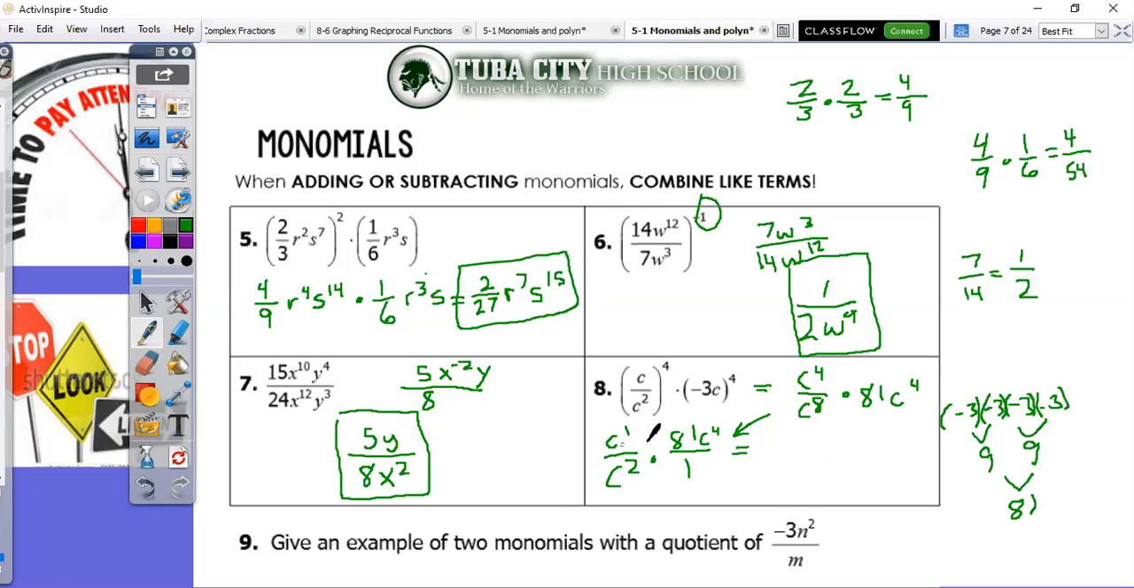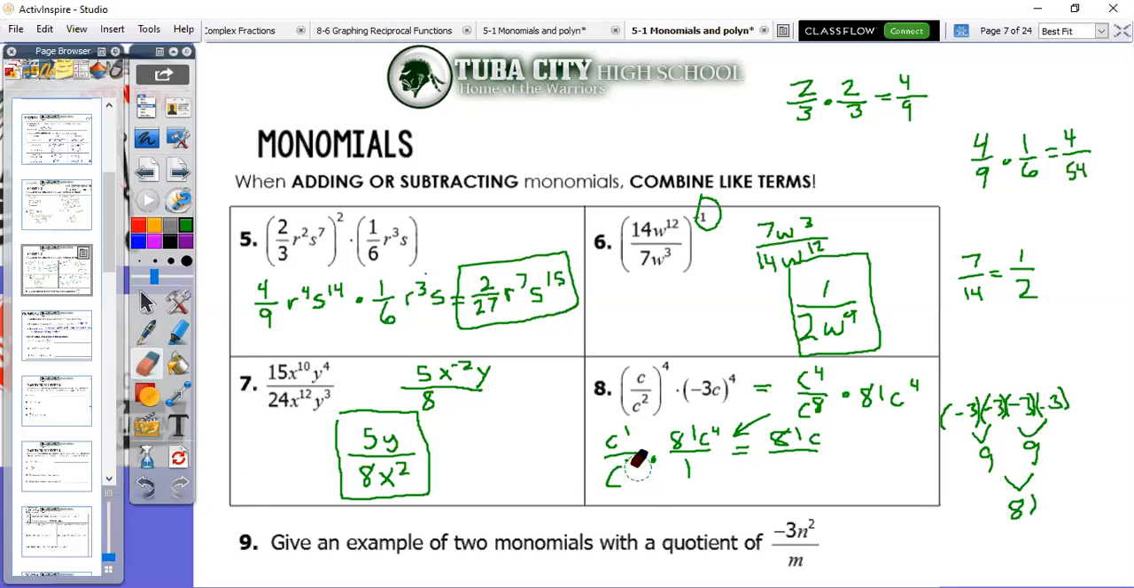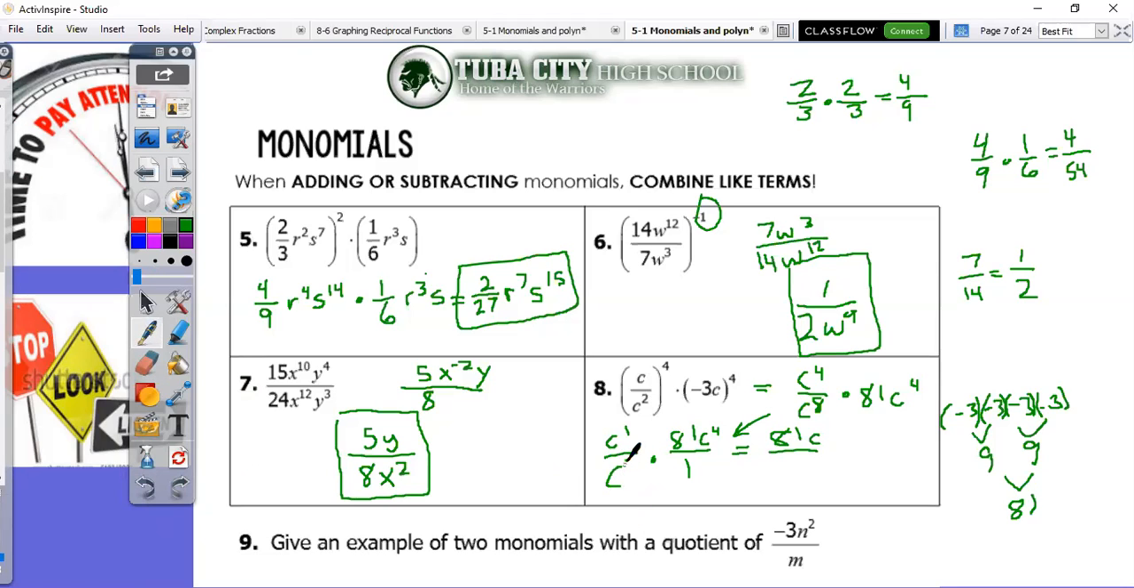All right, now I'm going to multiply them together. So this becomes 81, c to the 4, or actually, hold on, if I'm multiplying it out, oh wait a minute, no. This should be c to the 4 here.